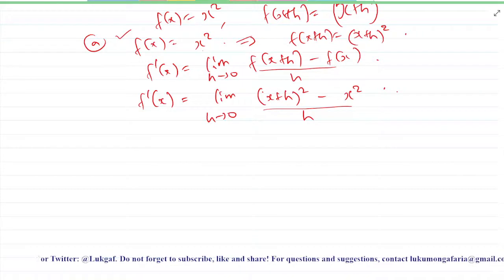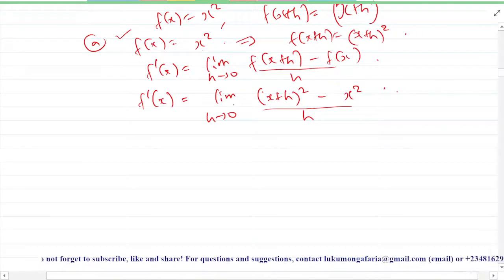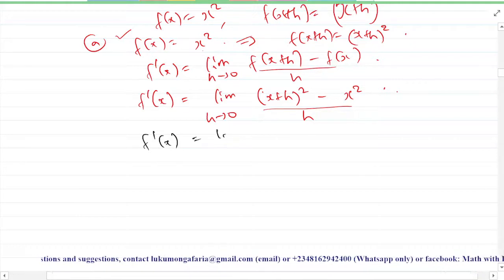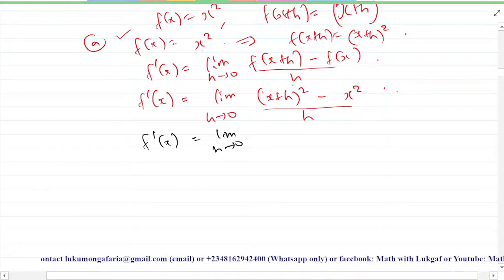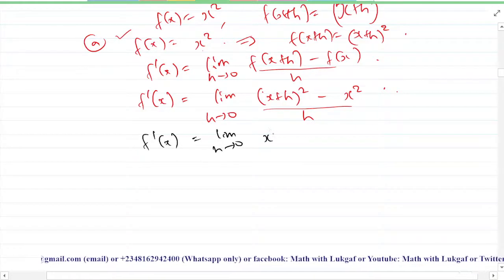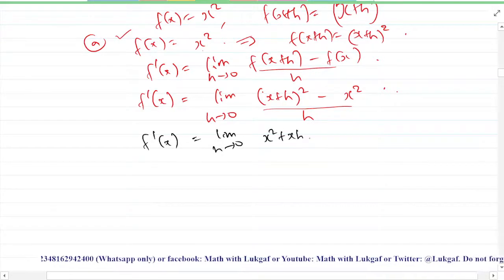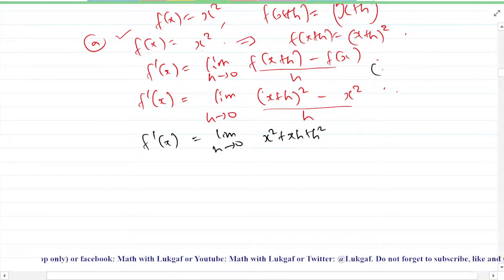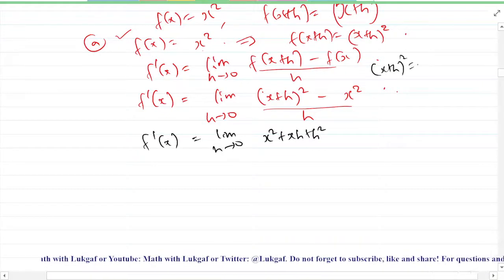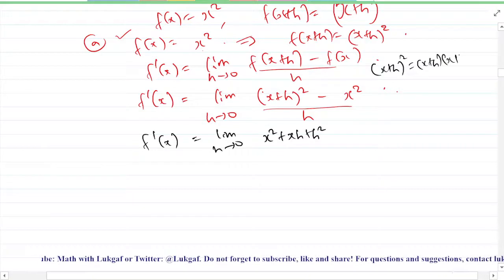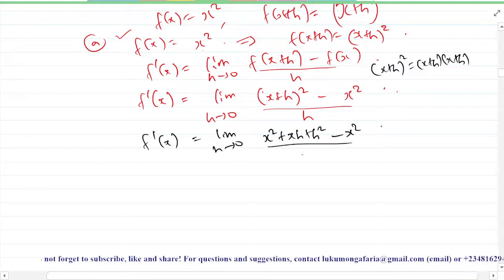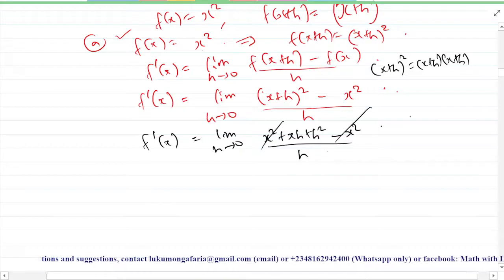Okay, if you now simplify this further, let me change my marker. Then I'm going to have f prime of x equals limit as h tends to 0. If you expand this, I'm going to have x squared plus xh plus h squared. How do I get that? Recall that s plus h squared is the same thing as s plus h multiplied by s plus h. So if you expand, you are going to get that minus s squared divided by h. You understand? So then we cancel this. Now I'm going to have what left?